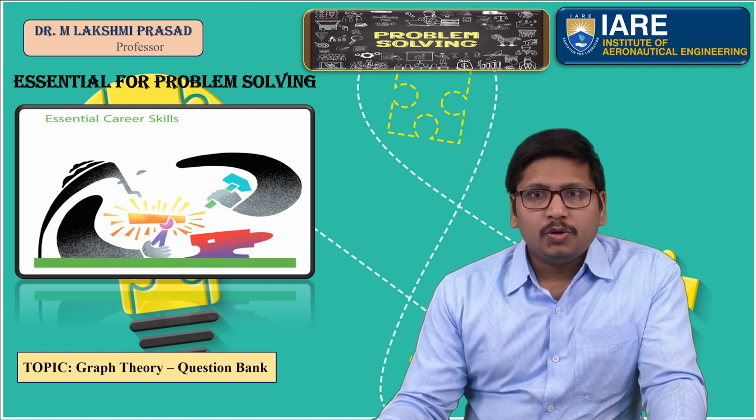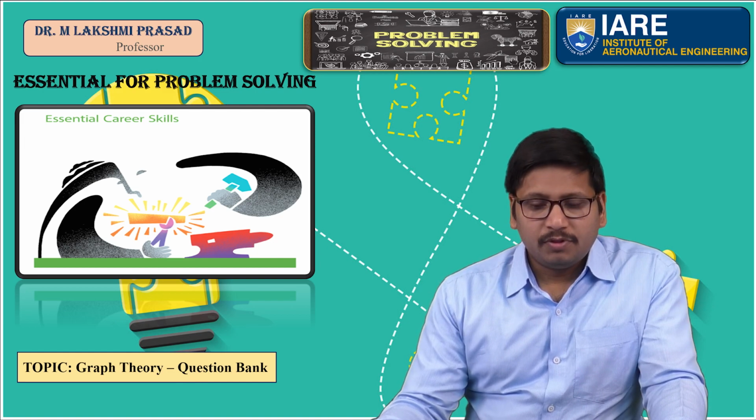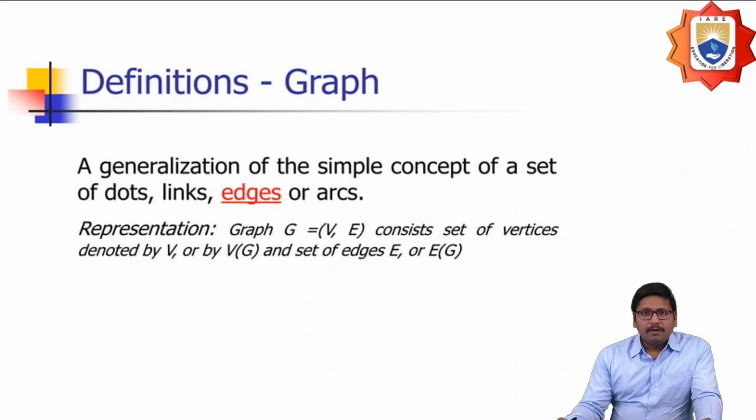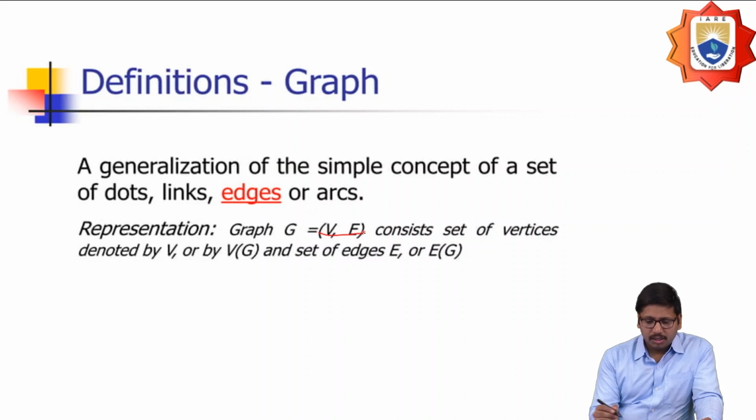In this video, I'm going to discuss the question bank in graph theory. So, the very first one is: explain in detail about graphs. A graph is nothing but a generalization of the simple concept of dots, links, edges, and arcs. And here, the graph should be represented as a set of vertices and edges.